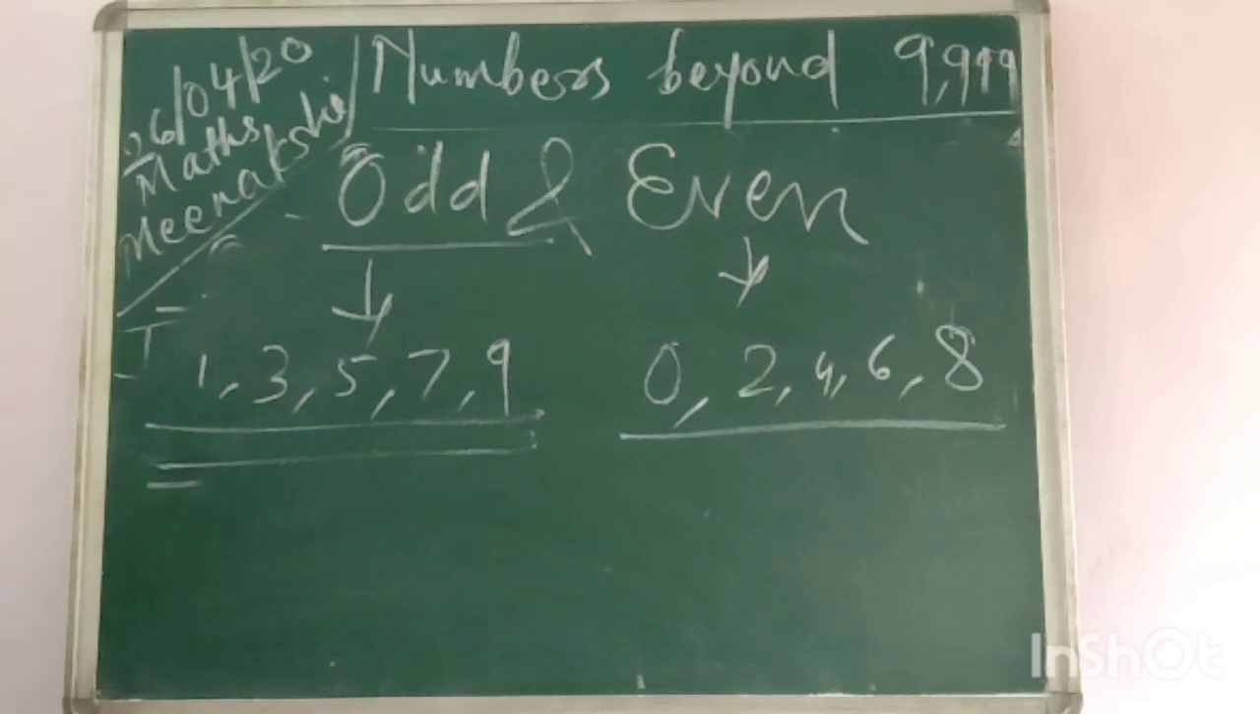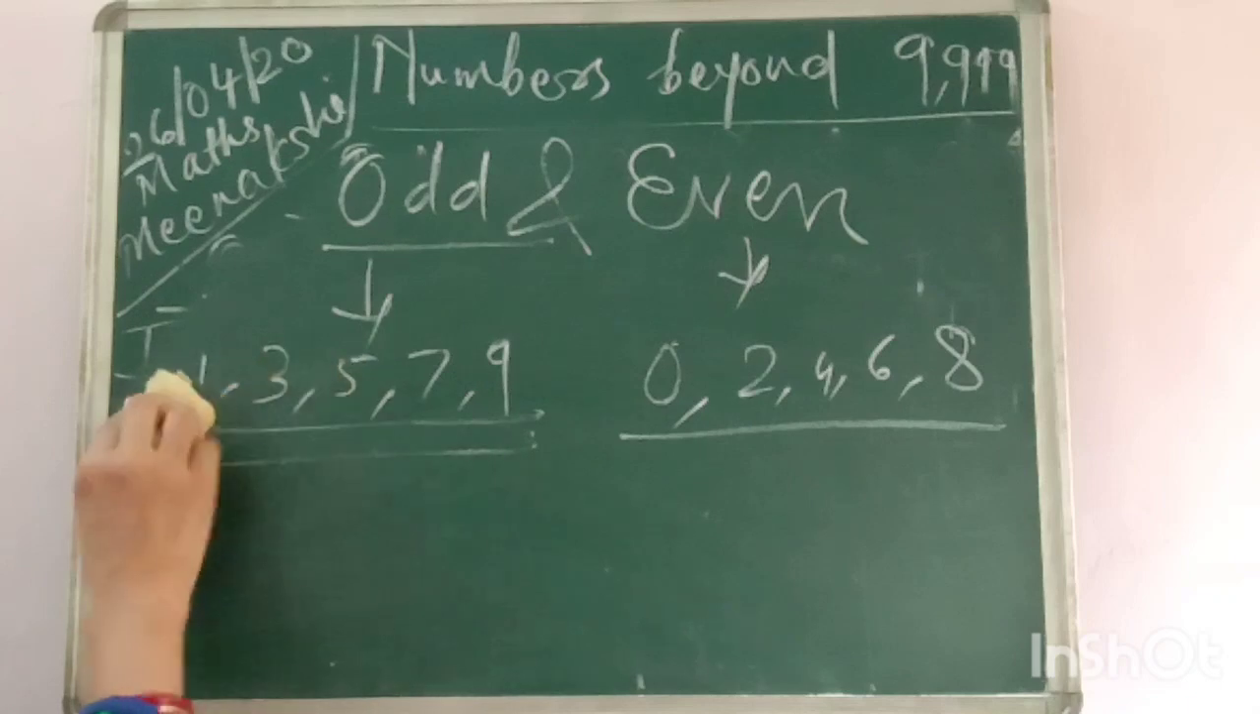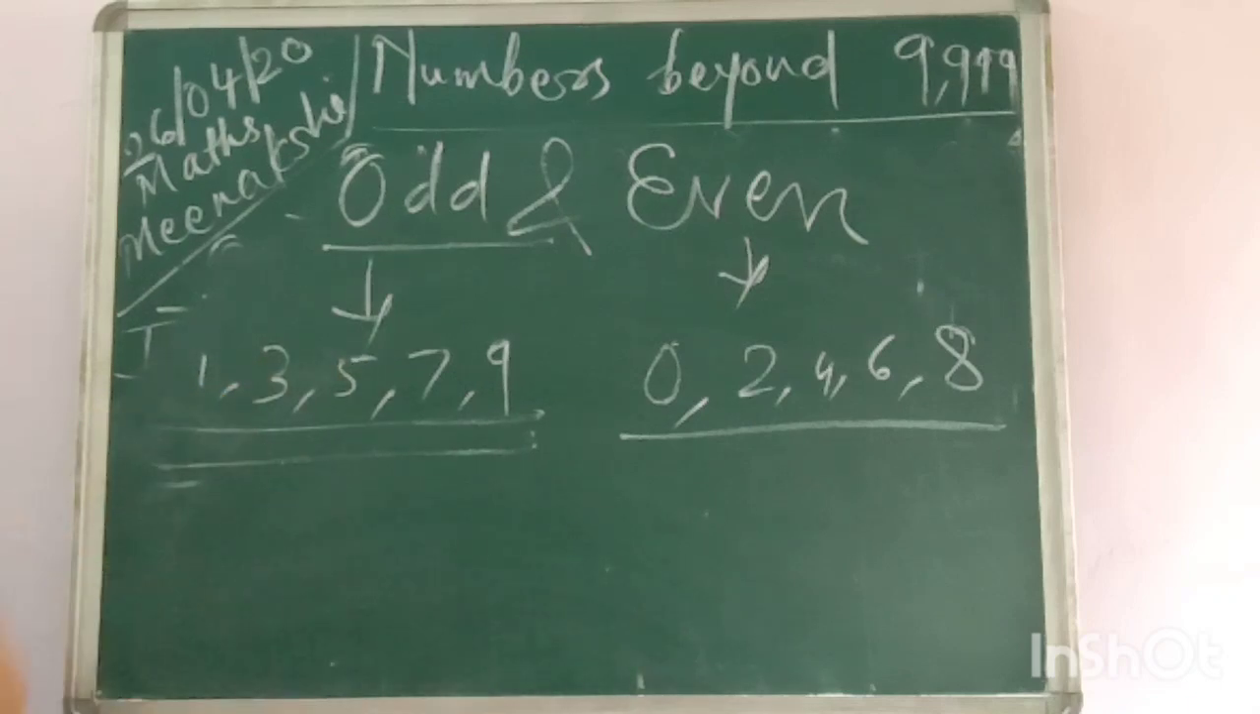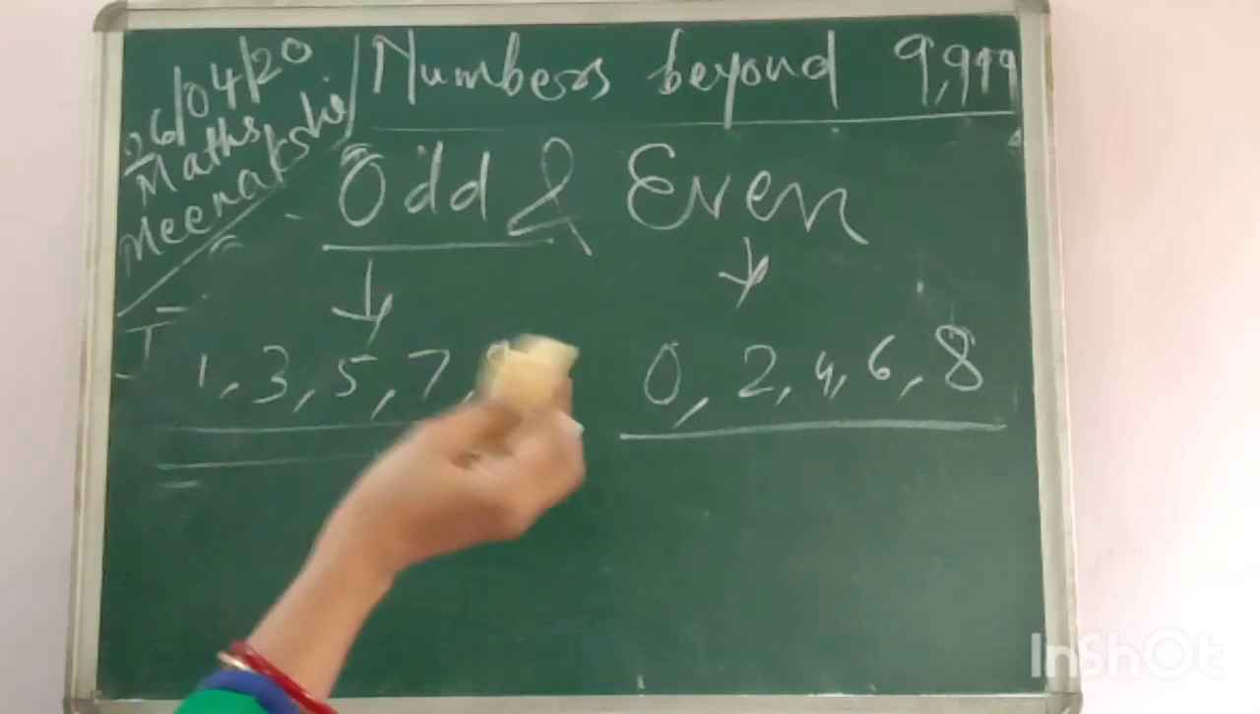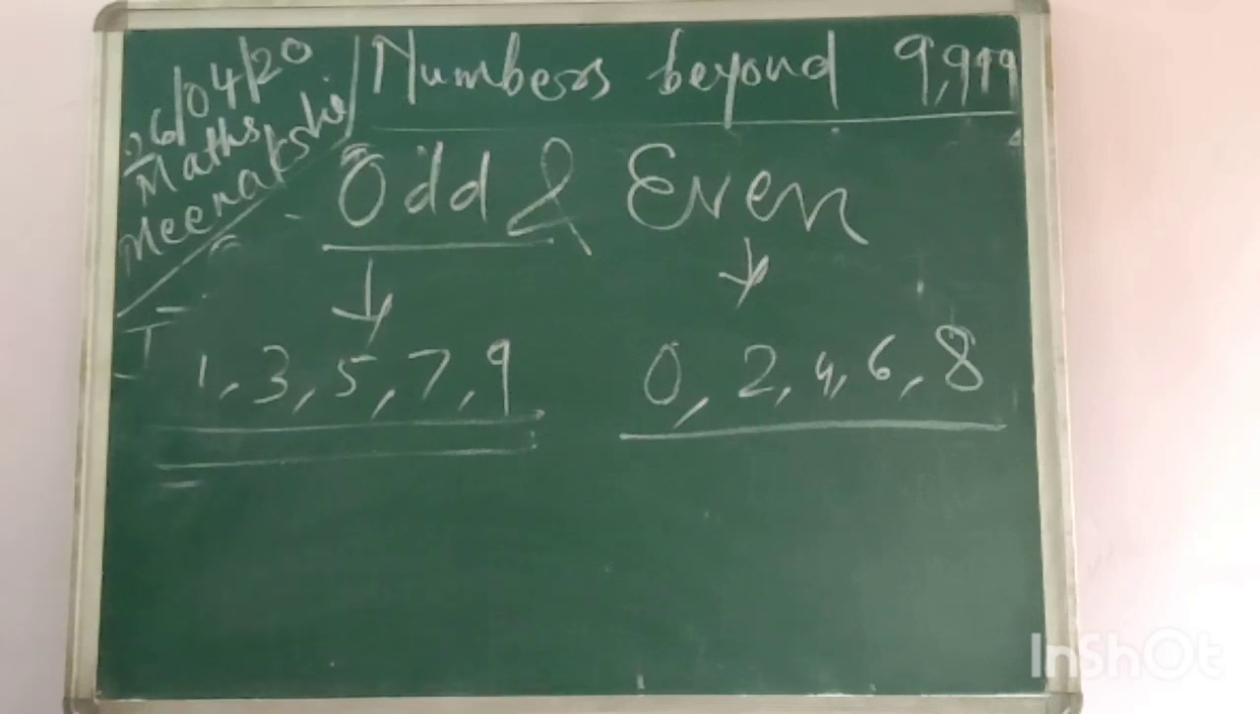Children, when I am teaching you, take out your books also. Keep your books in front of you so that you can tally things fast, how much you learn and what you learn, because I am just revising all the things for you. So this is odd and even numbers.